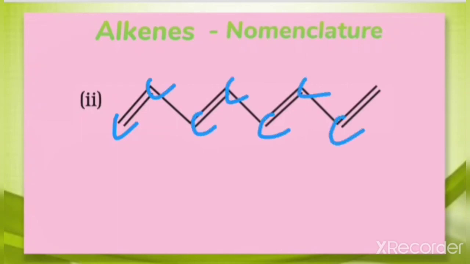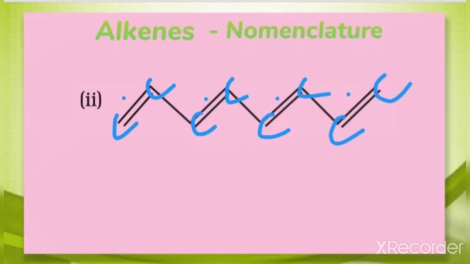You can keep carbon and you can see the double bond here. 1, 2, 3, 4 double bonds are there. So we'll be using the word tetraene as the primary suffix, and it is important to mention the number or the position for the double bond, because this is the first carbon.